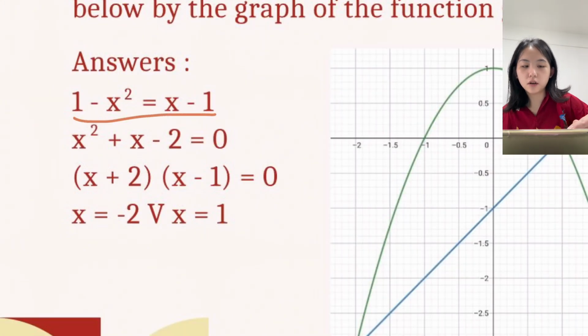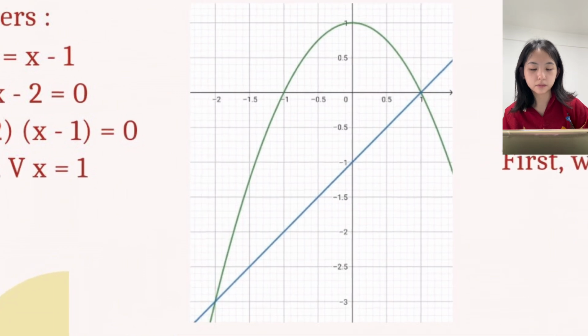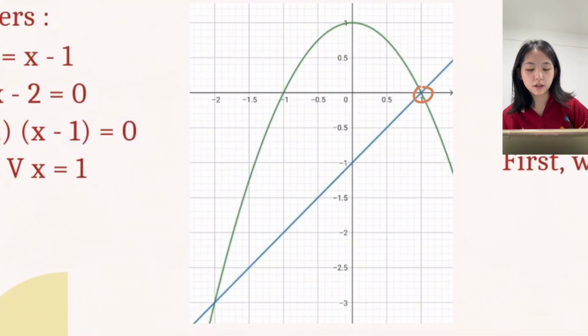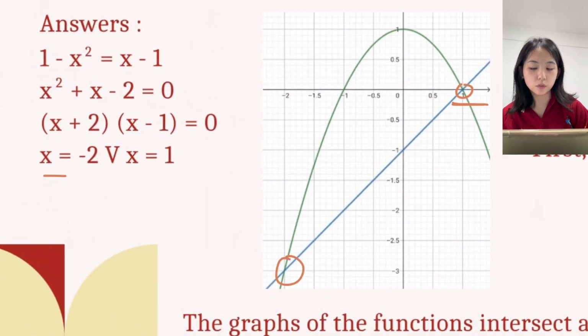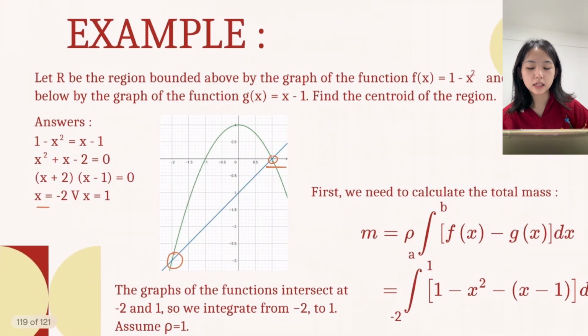f of x is 1 minus x squared, and g of x is x minus 1. From here we can find x equals minus 2 and x equals 1. And here I already put the graph. Here is x equals 1, and here is x equals minus 2. The graphs of the functions intersect at minus 2 and 1, so we integrate from minus 2 to 1. And because the question doesn't contain any rho value, we can assume that rho is 1.